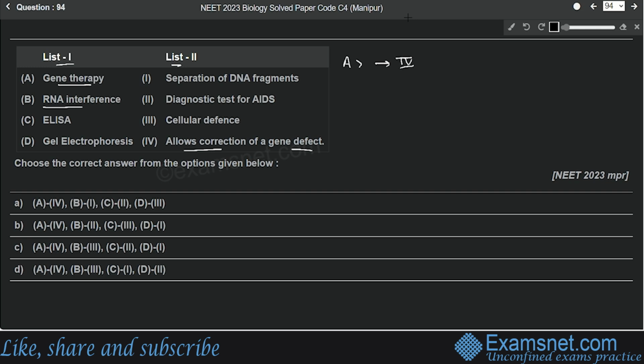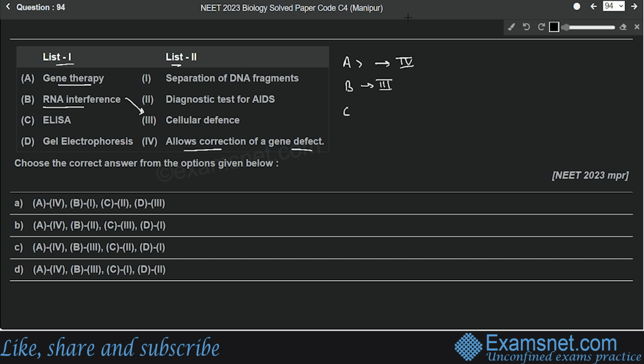Then B, RNA interference. Now, what is RNA interference? It is a biological process in which RNA molecules inhibit gene expression or translation, and it is a form of cellular defense. So B will be matched with number 3.